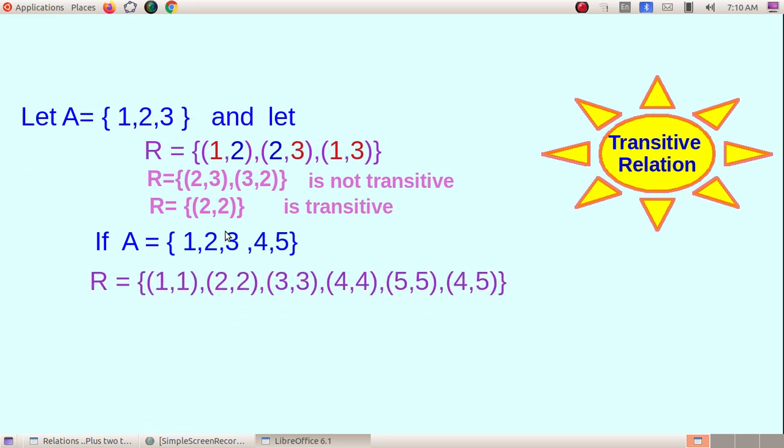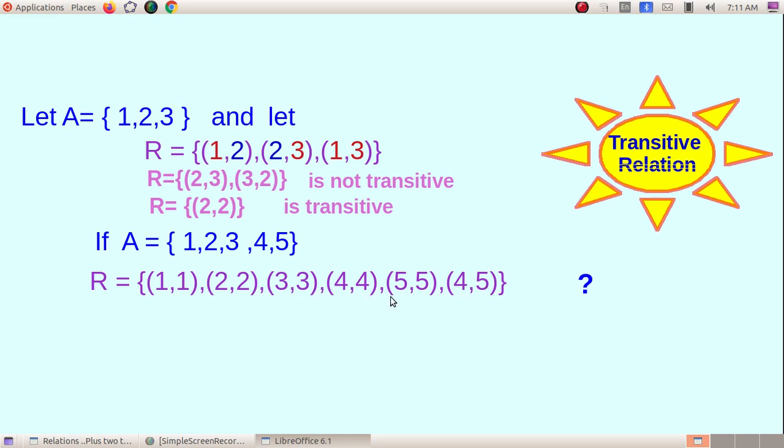Let S equal {1, 2, 3} and consider this relation: (1,1), (2,2), (3,3), (4,4), (4,5), (5,5). Is this relation transitive? To check it, let us start from the first pair, (1,1). There is no element starting with 1 here. (2,2): there is no element starting with 2 here. (3,3): there is no element starting with 3 here.